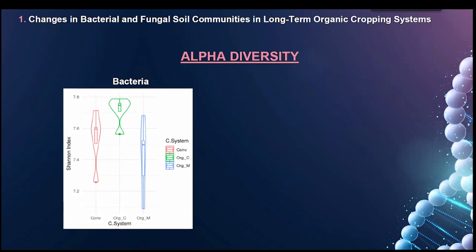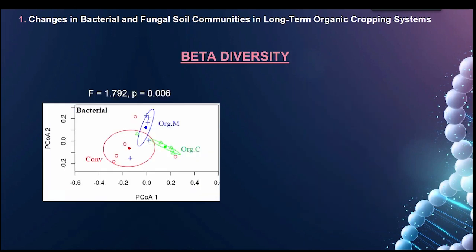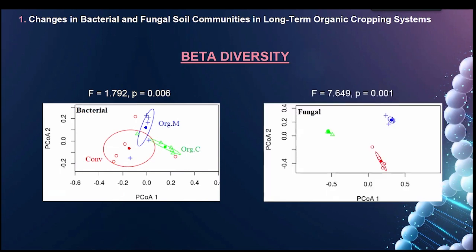And we found, for example, how compost increases the bacterial diversity index, but in fungal communities it was the manure which increases the fungal diversity. We also studied the beta diversity, and we found differences with the cropping system in the bacterial community, but the difference was much higher in the fungal community, as you can see in the chart.